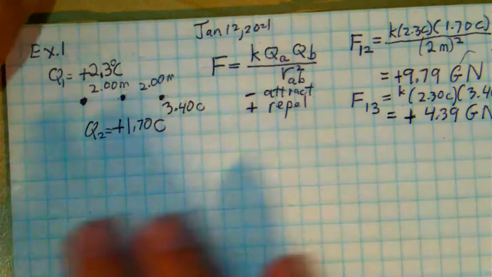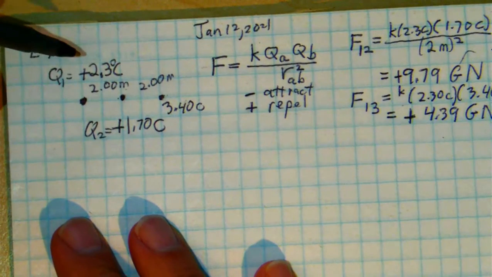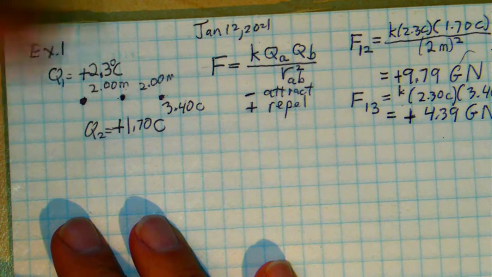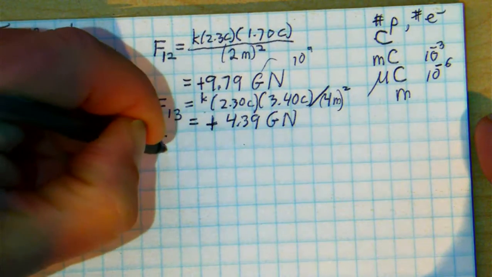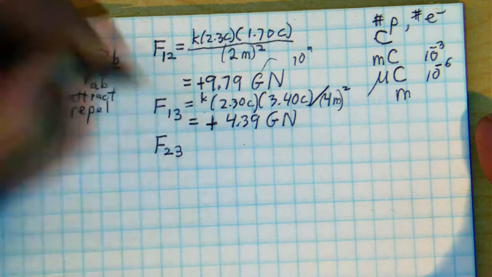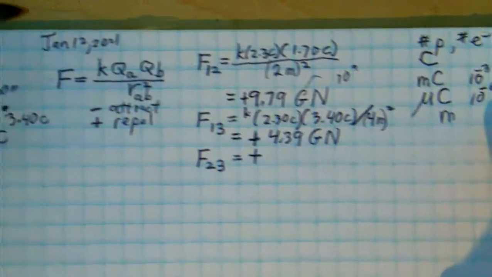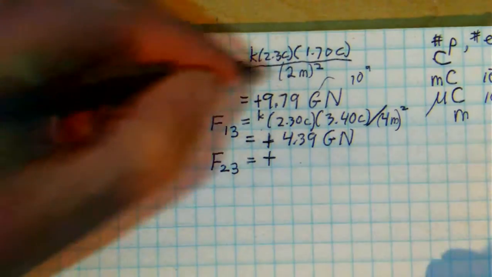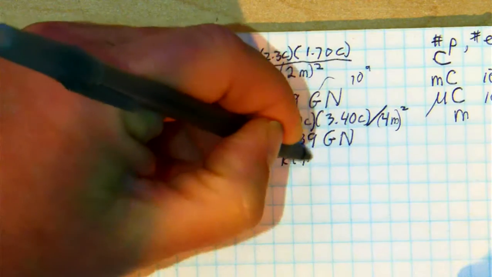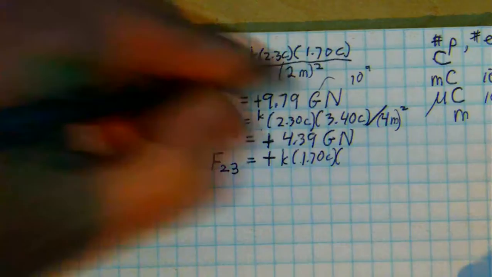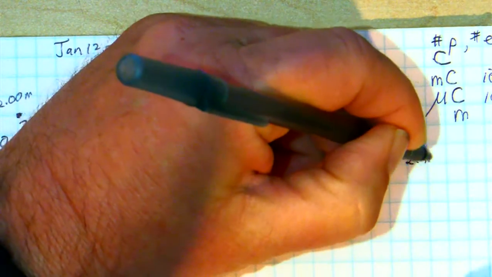Now, to calculate the net force on charge 1, and by the way, there's only one other calculation I need to bother doing. I'll go ahead and calculate the force between charge Q2 and charge Q3. They're both positive, so they're going to repel each other. It's going to be K times 1.7 coulombs times 3.4 coulombs divided by 2 meters squared.